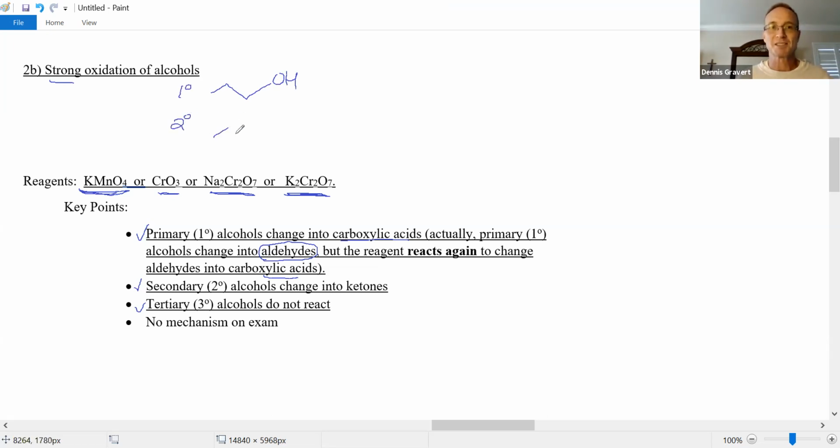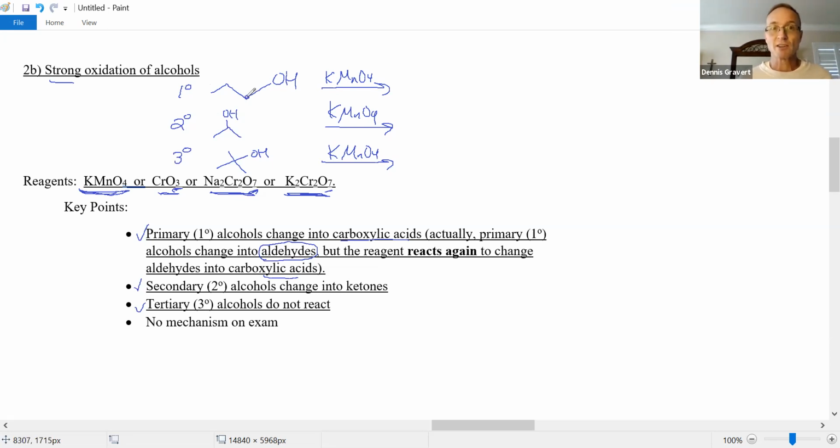I'm going to use the same ones so we can just compare and contrast. Tertiary. And this time, choose any one of these four. They all do the same thing. Again, my preference is going to be KMnO4, but be ready for any of them. Okay, so you see a strong oxidizer. They're easier to spot because they have a whole bunch of oxygens, which makes them strong oxidizers. It's kind of the pattern, right? 3 O's, 7 O's, 7 O's, 4 O's, lots of oxygens.